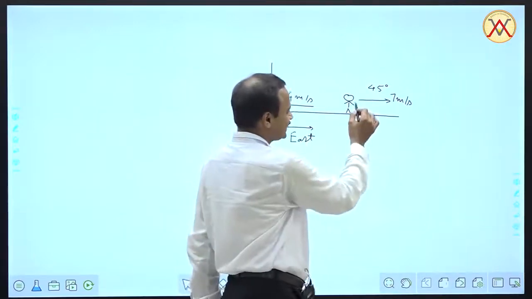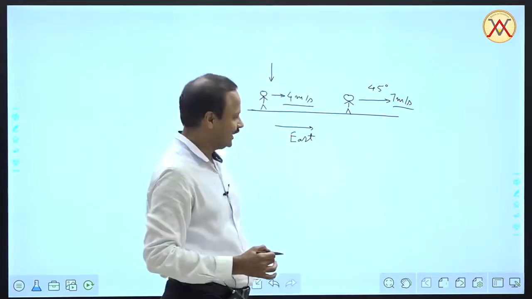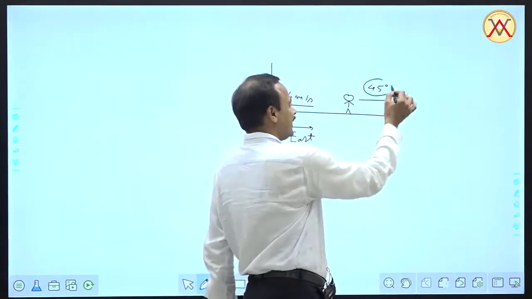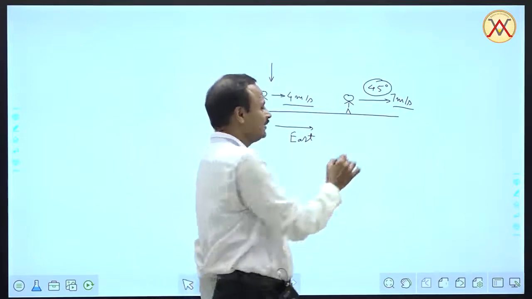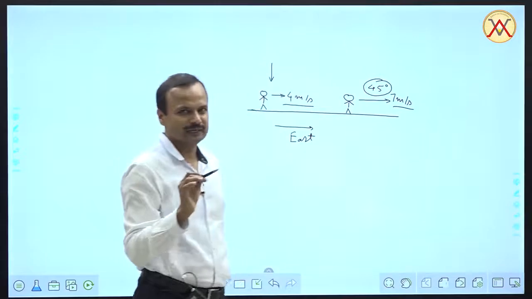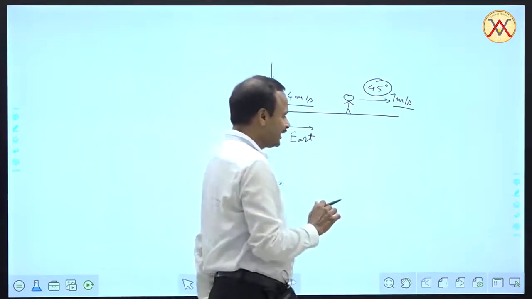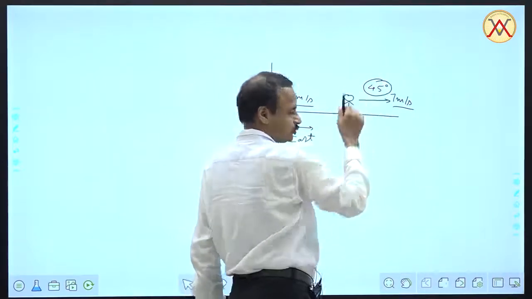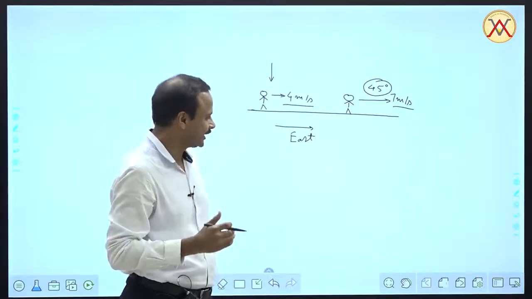Now what happens is he starts running at a speed of 7 meter per second, and in this situation the rain appears to make an angle of 45 degree with vertical. To this man, rain appears to make an angle of 45 degree with the vertical. I am deliberately not showing whether it is 45 this way or this way. That can be determined. We will see it later.